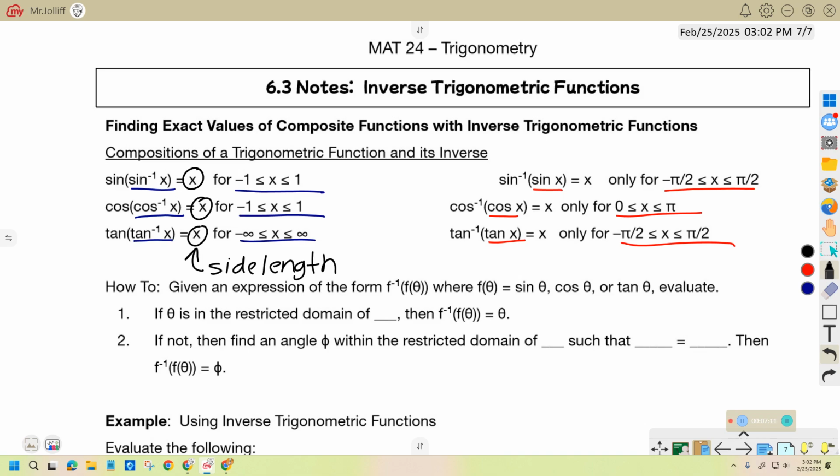On this side, the red side, sine takes an angle and spits out a pair of side lengths, a fraction. Inverse sine takes that fraction and spits back out an angle, meaning my final answer here is an angle. My input was an angle, my output was an angle.